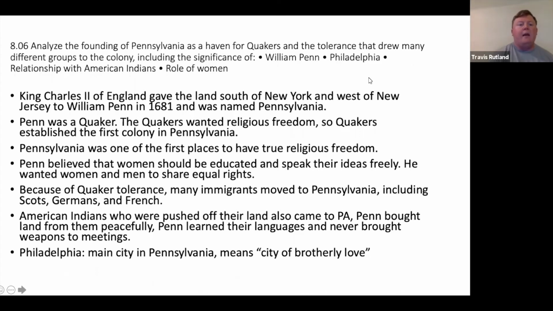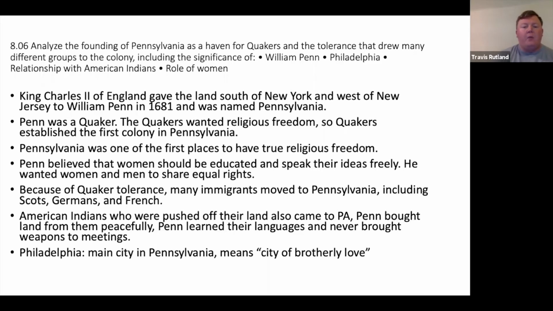8.06. Analyze the founding of Pennsylvania as a haven for Quakers and the tolerance that drew many different groups to the colony, including the significance of William Penn, Philadelphia, relationship with American Indians, and the role of women. So King Charles II of England gave the land south of New York and west of New Jersey to William Penn in 1681, and it was named Pennsylvania, meaning Penn's Woods. Okay, so that one's pretty easy to remember, Penn, Pennsylvania.